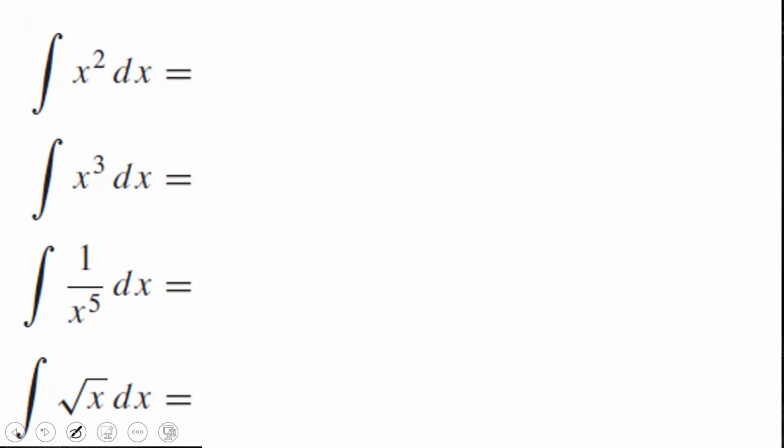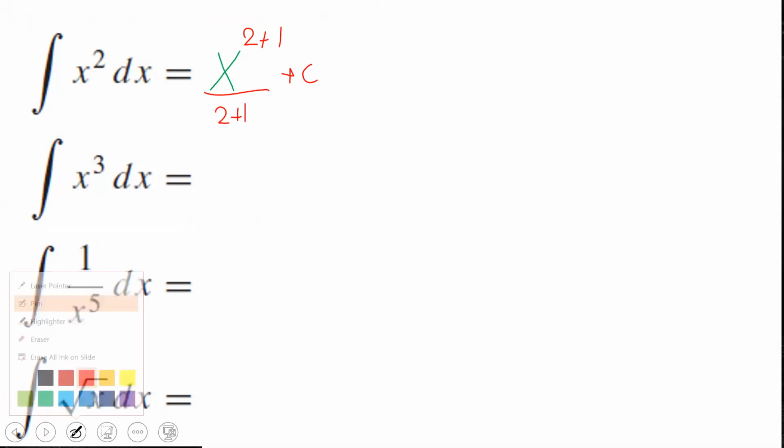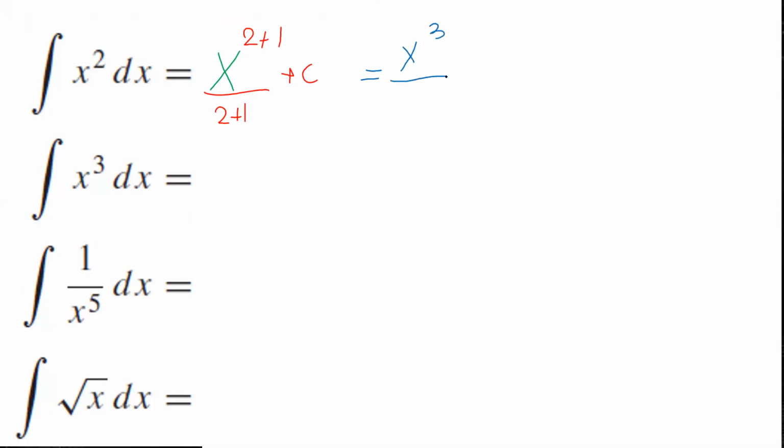x squared. x raised to the power 2 plus 1 over 2 plus 1 plus c. Now, it will be x, 2 plus 1 is 3, over 3 plus c. So it's x cubic over 3 plus c, or you can say it is a third x cubic plus c.